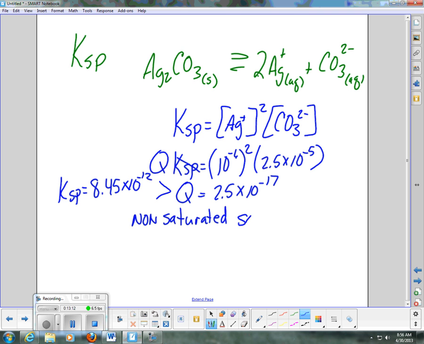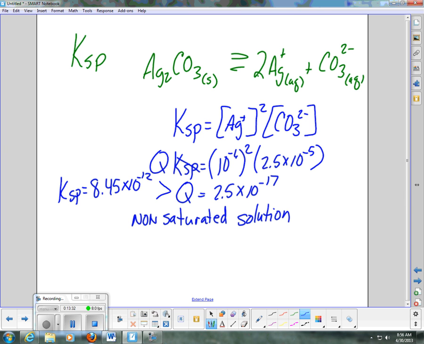Saturated solution. Okay? So in other words, I haven't dissolved as much salt as I possibly could. If it was equal, then I would have a saturated solution. If it was bigger than, I actually would have a precipitate because I couldn't dissolve anymore at that temperature. So I'd have a precipitate.